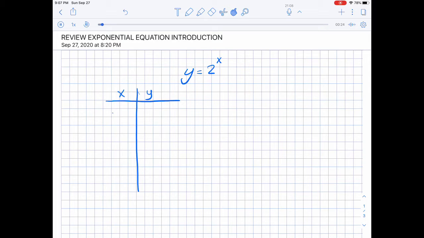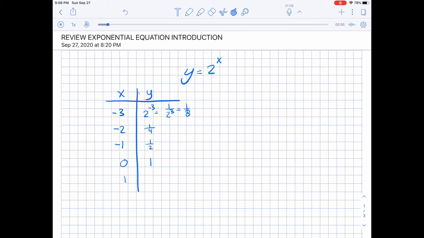So if I have an input of -3, my output y would be 2 raised to the -3 power, which is equivalent to 1 over 2 to the third power, which is 1 over 8. An input of -2 would result in 1 over 4. An input of -1 would result in 1 over 2. An input of 0 would be an output of 1.